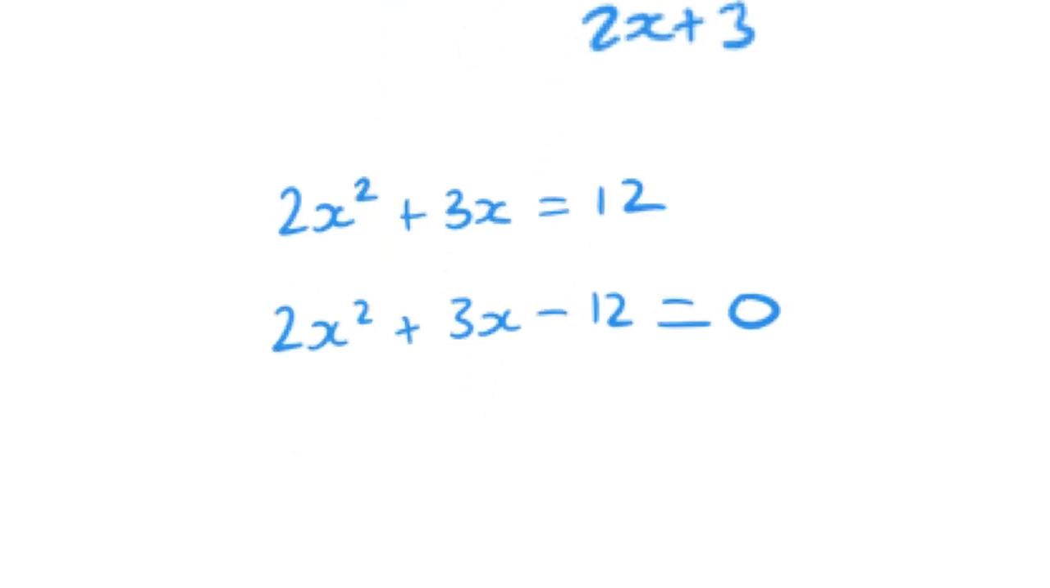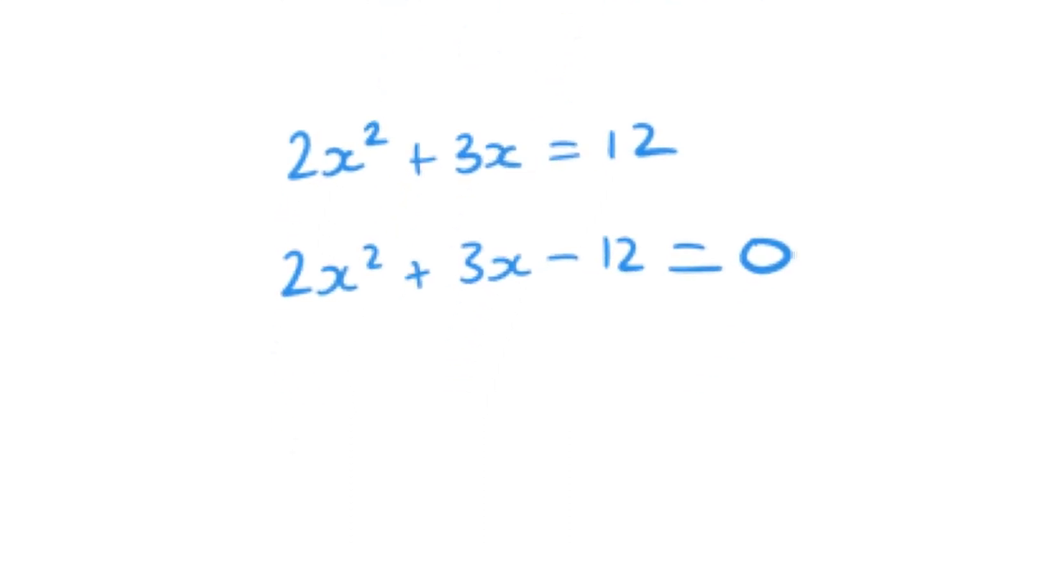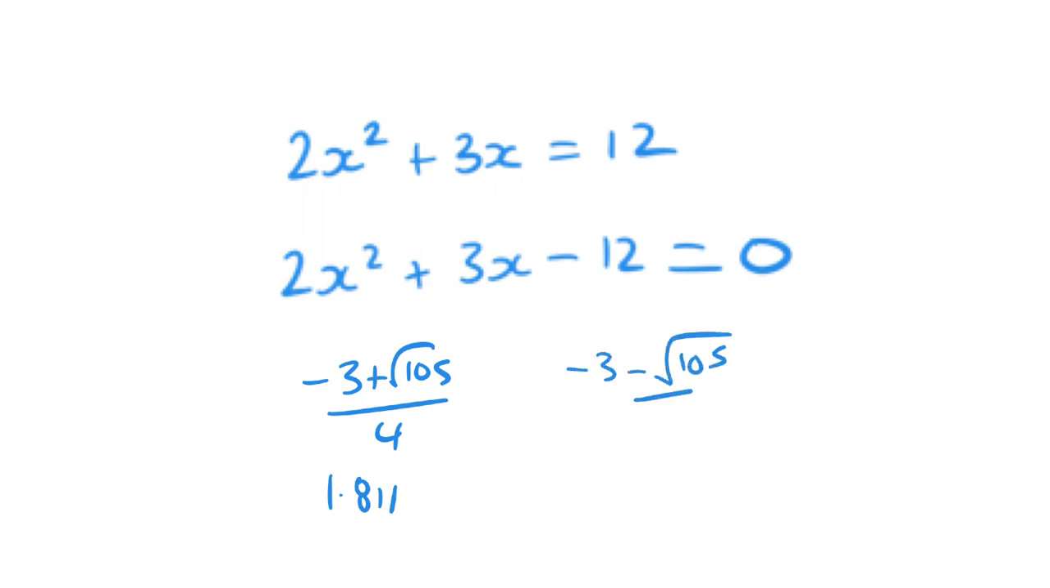Take away the 12, and now I have a quadratic. Okay, so I'm just going to use my calculator to figure this out, or you could use the quadratic formula. It really doesn't matter as long as, again, you're showing your steps. So I just go to menu, shift A. Okay, so I've got 2, 3, minus 12. So I get minus 3 plus root 105 over 4. When I press SD, this gives me 1.811. And then I get minus 3 minus root 105 over 4, and again, when I press SD, I get minus 3.311.